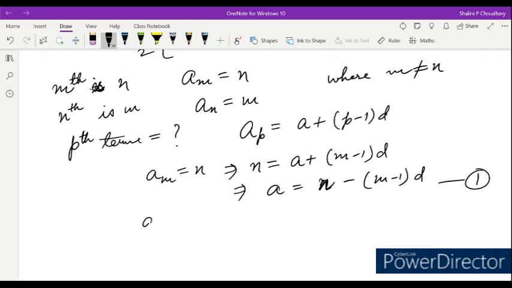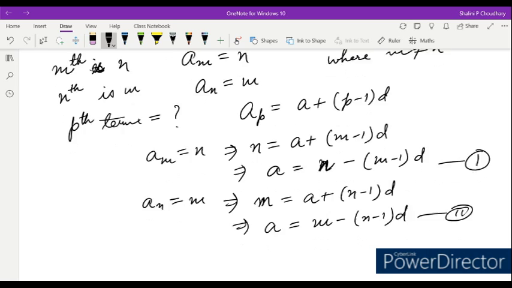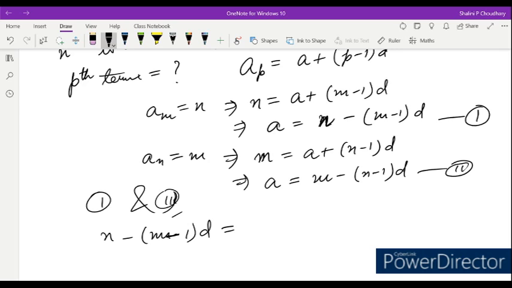Now an is equal to m, this means m will be equal to a plus n minus 1 d. This means a will be equal to m minus n minus 1 d. Okay, so from equation 1 and 2, what we can do is get n minus m minus 1 d, that is equal to m minus n minus 1 d. ये मिलेगा ना हमें? So how we will solve this?